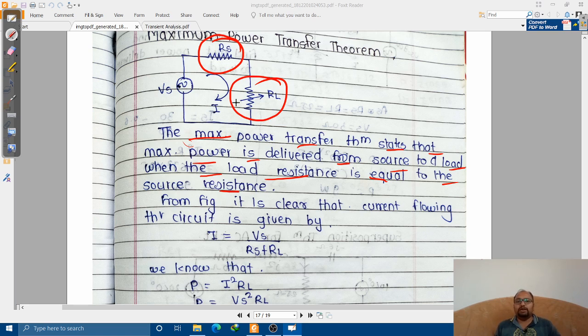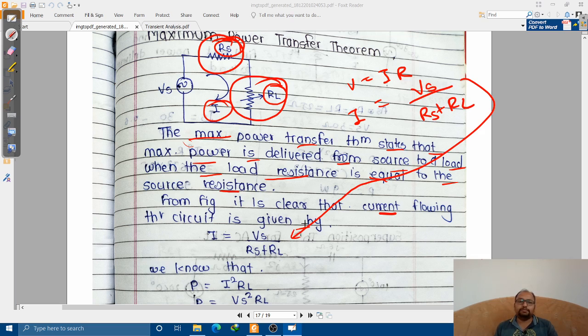So let us find out this condition again. From the figure it is clear that the current flowing through the circuit is given by, what is the equation? We know that V is equal to IR, and R is the series combination of these two resistors. So finally, I is nothing but V supplied divided by RS plus RL. Are you getting it?